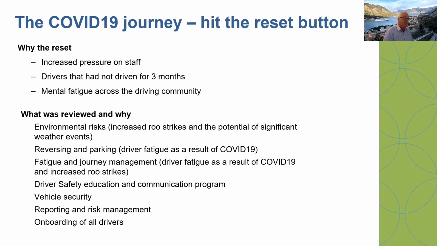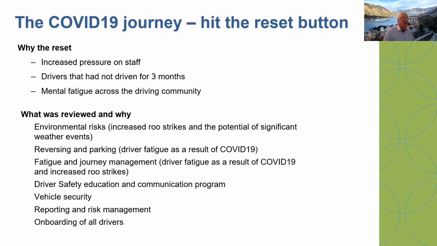So what did we review? We looked at everything, not just fatigue. We looked at the environmental risks, the increased roof strikes and the potential of significant weather events. So we've got Queensland coming up into their wet season, the fire season starting. We are still seeing more roos on the road, even though we've come out of drought reasonably well. So we looked at that.